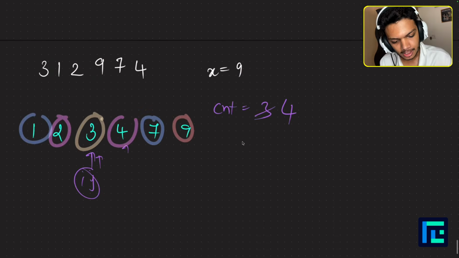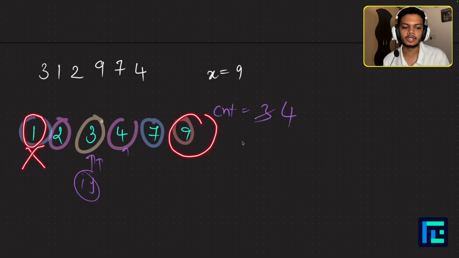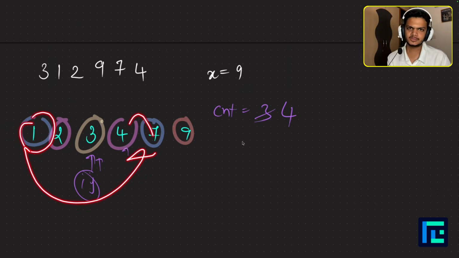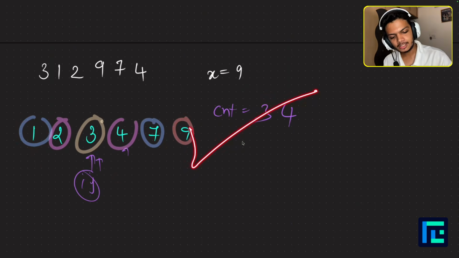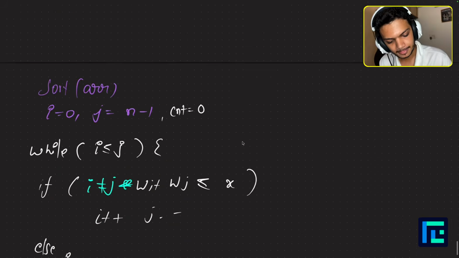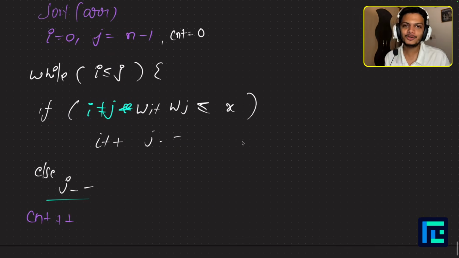So what I'm saying is, if you're not able to pair this 9 with 1, it doesn't mean you're going to put 1 in a gondola. You're going to put 9 in some other gondola, right? Because this 1 can be paired up with some other guy as well. There is a reason. We are going to assign a gondola to the heavier guy when the addition is going more than x. Fine. So this is the pseudocode, and I hope you have understood the explanation till now.